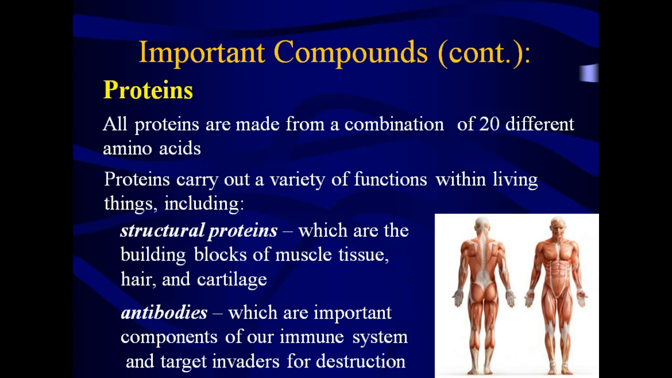Antibodies. Antibodies are parts of our immune system, and they are in our bloodstream. They're a type of protein. And they look for anything that shouldn't be there, like maybe a bacterium or a virus. And the antibodies can then target those so that other parts of our immune system can destroy those invaders.